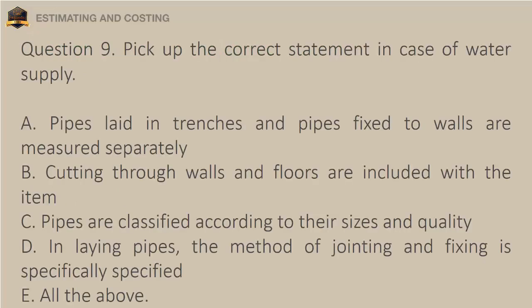Question 9. Pick up the correct statement in case of water supply. A. Pipes laid in trenches and pipes fixed to walls are measured separately. B. Cutting through walls and floors are included with the item. C. Pipes are classified according to their sizes and quality. D. In laying pipes, the method of jointing and fixing is specifically specified. E. All the above.